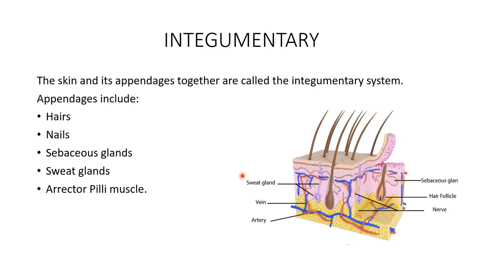What is the integumentary system? Basically, as you know, skin is the external covering of the body, and the skin with its appendages, which include your hairs, nails, sebaceous glands, sweat glands and erector pili muscles, all constitute the integumentary system. Skin and its appendages together constitute the integumentary system.